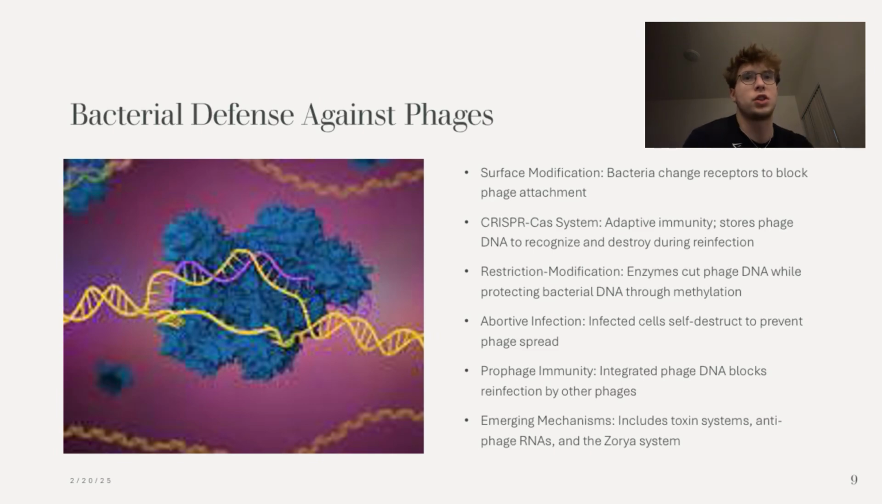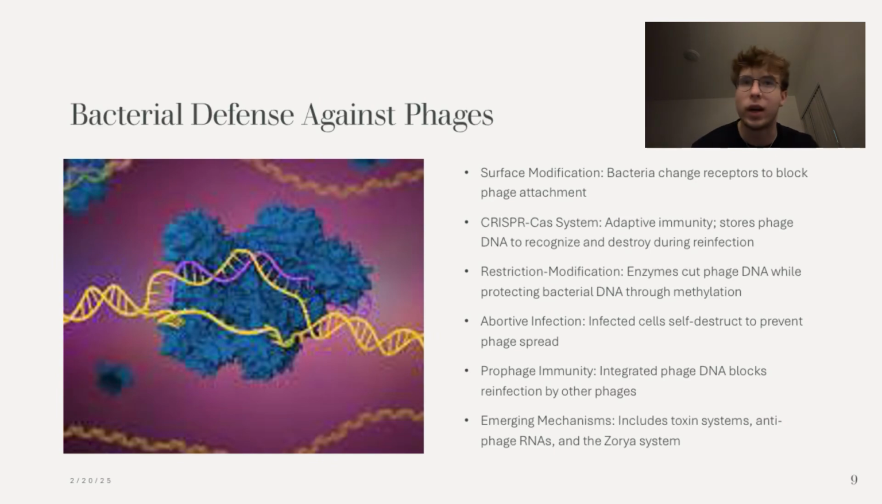In abortive infection, infected bacterial cells initiate a self-destruct response, which kills the cell but stops the phage from replicating and infecting neighboring bacteria, protecting the larger population of bacteria. And then prophage immunity involves phage DNA already integrated into the bacterial genome. This prophage prevents other similar phages from infecting the same cell, often by repressing the replication.